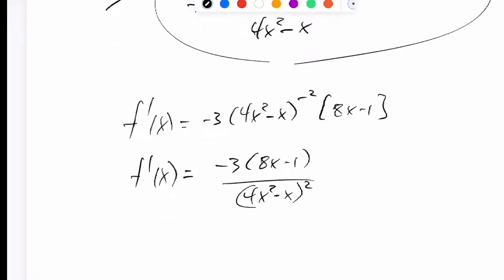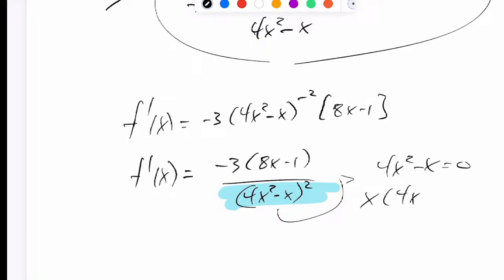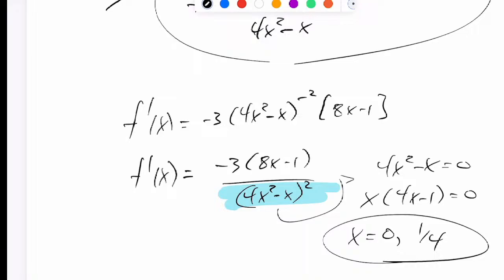So when is this not differentiable? This is not differentiable when the bottom is 0. Well, when is the bottom 0? The bottom is 0 when 4x squared minus x is 0, which if I factor out the x, it'll look like this. And that's at two numbers. When x is 0 or a quarter, these are points where the function is not differentiable.